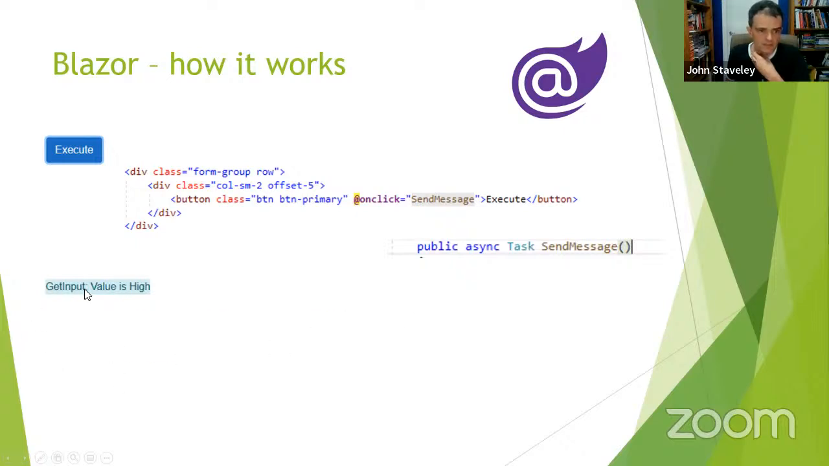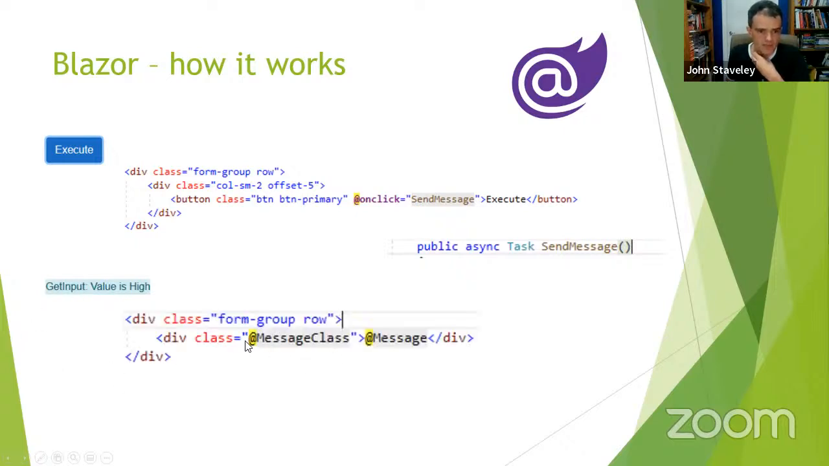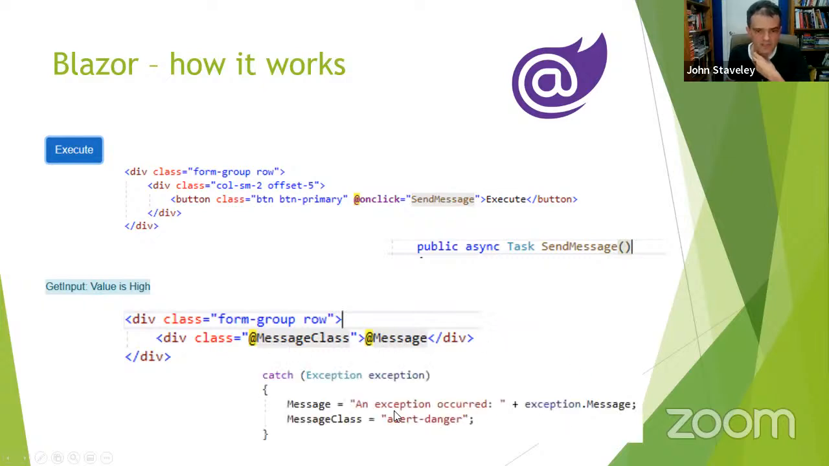And then I've got a div here, and the class and the message are controlled by these two properties. So when I set the message to be an exception occurred, and then the message class to alert-danger, because I'm using Bootstrap, it will appear to any clients of that web page. So it changes the message and changes the color.